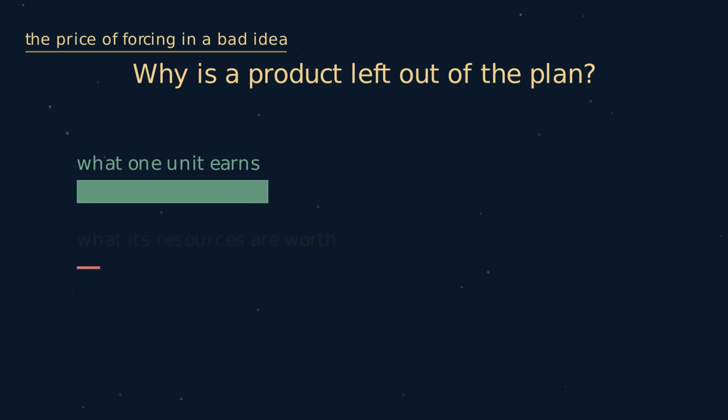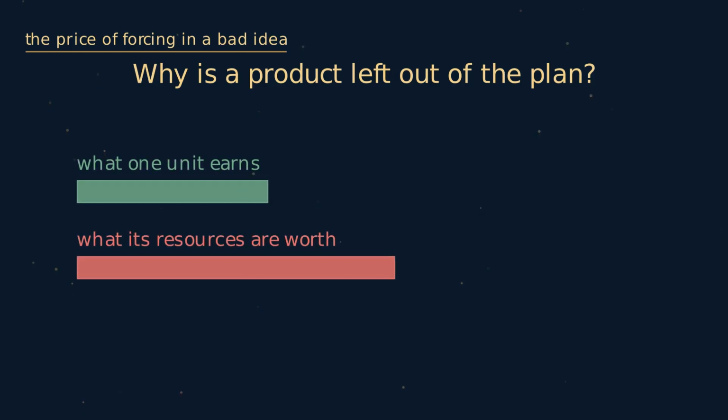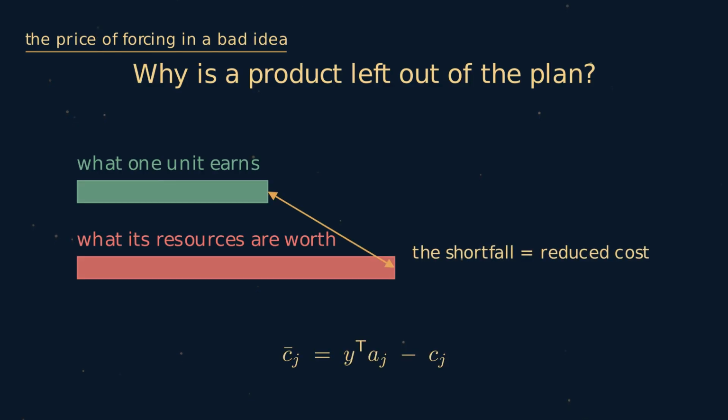So put the 2 side by side. On top, the profit the unit brings in. Below it, the value of the capacity it consumes, priced at the shadow prices. The gap between them is the reduced cost. Resources used minus profit earned. If that gap is positive, the product is a losing trade and the plan keeps it out.